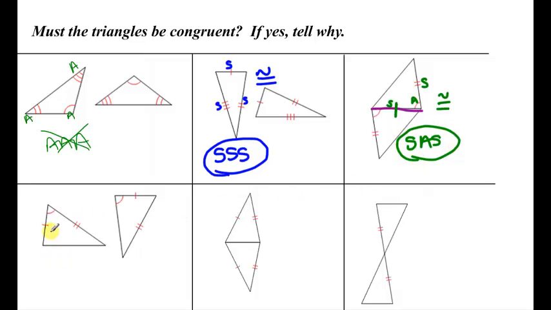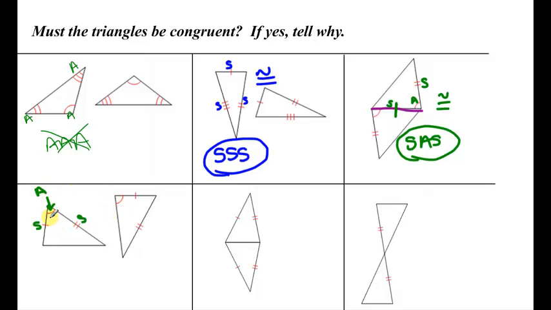How about the next one? All right, let's check it out. We've got a side. Does it match a side here? Check. We have another side, tick mark. Does it have a side match? There it is, check. How about this angle right here? This angle matches this angle.